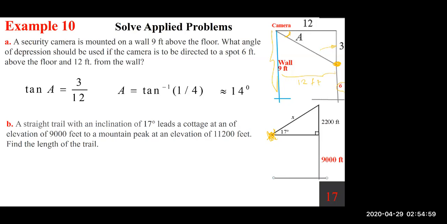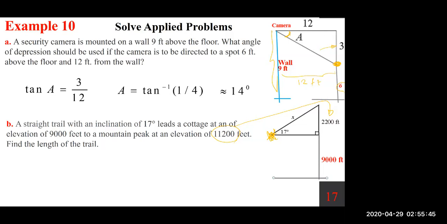This is where the cottage is, at 9,000 feet. And then when you subtract 9,000 from 11,200, it gives you 2,200. So one more time. The cottage is at an elevation of 9,000 feet. The mountain peak is at 11,200. So that means from where the cottage is all the way to the peak, the difference is 2,200 feet. And that makes a 17-degree angle.